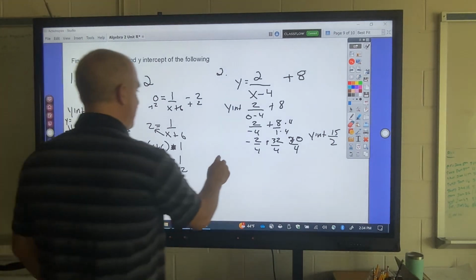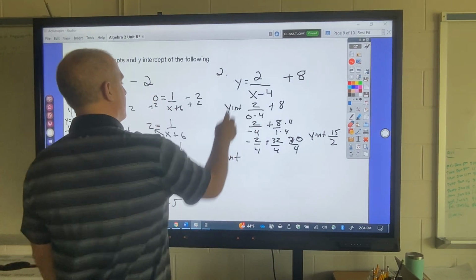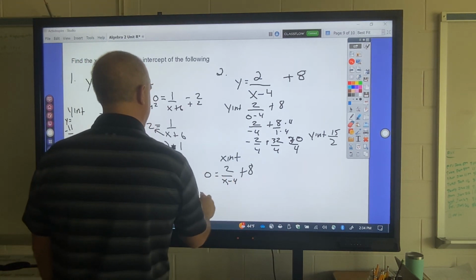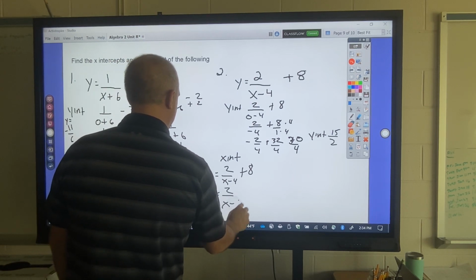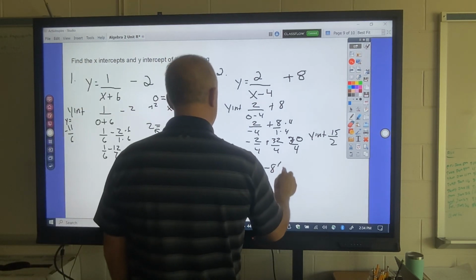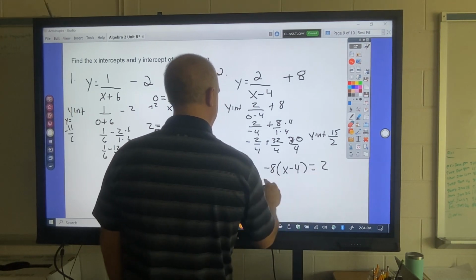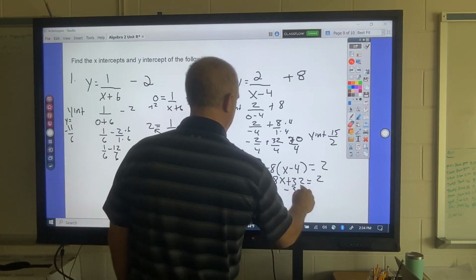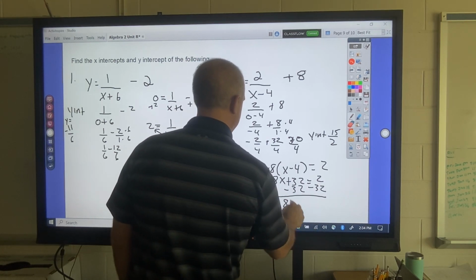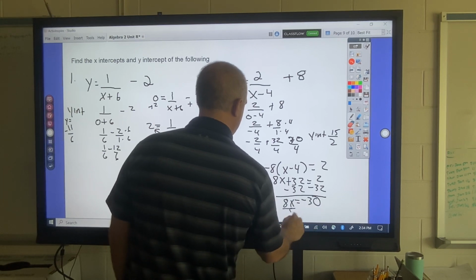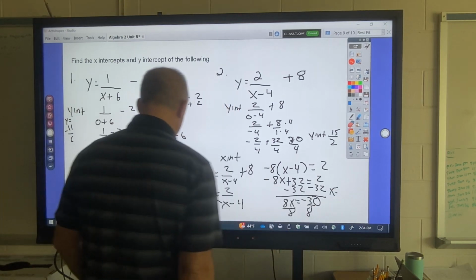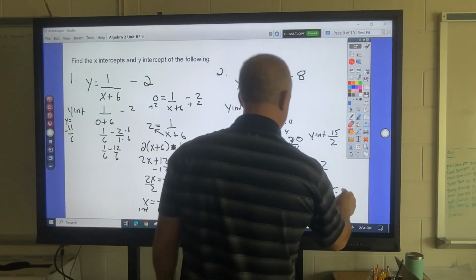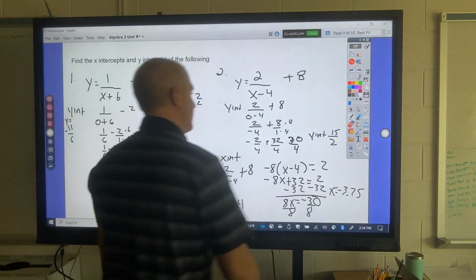For the x-intercept, put 0, subtract 8, so that's negative 8. Now I'd want to cross multiply that, so negative 8 times x minus 4 equaling 2. That'd be negative 8x. Negative 8 times negative 4 would be positive 32, equals 2. Subtract 32. That's negative 8x equals negative 30. Divide by negative 8. It's going to be x equals 30 divided by 8, which is 3.75. So that would be the x-intercept there.